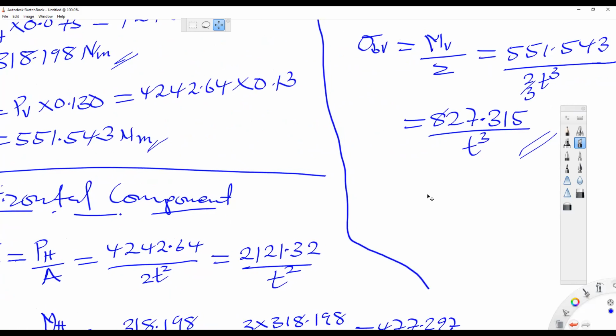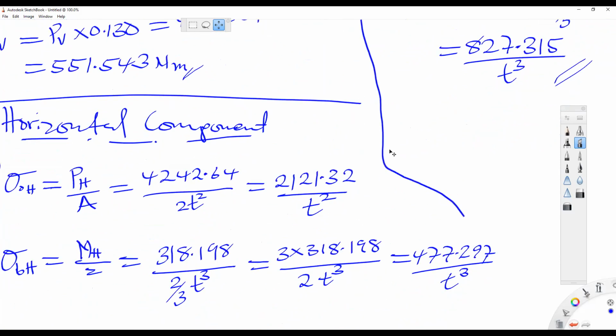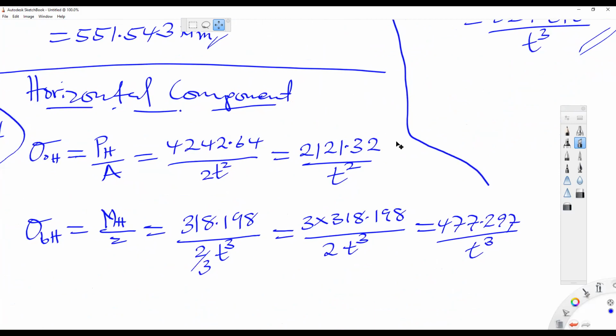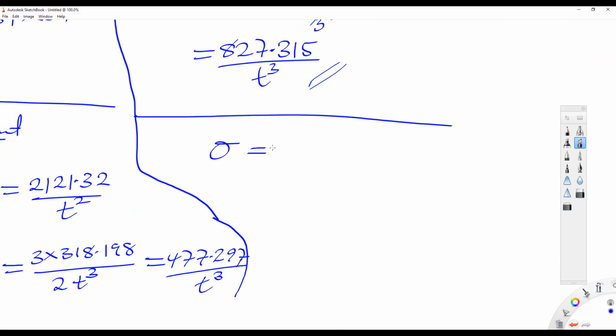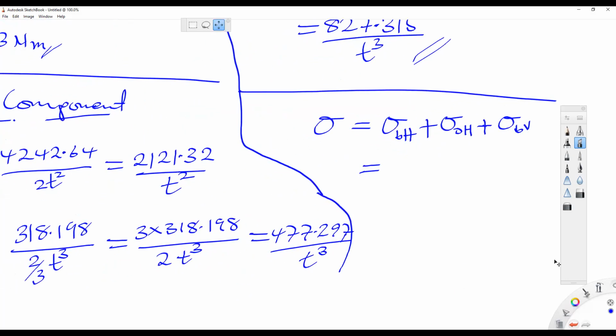So let's pick them one by one. At the top, we have three different stresses that we are going to consider. Two due to the horizontal component and one due to the vertical component. So the stress sigma is equal to sigma B H plus sigma naught H plus sigma B V. These are the three components of the stresses. So the first one is what we have, 2121. Okay, that is this one here.